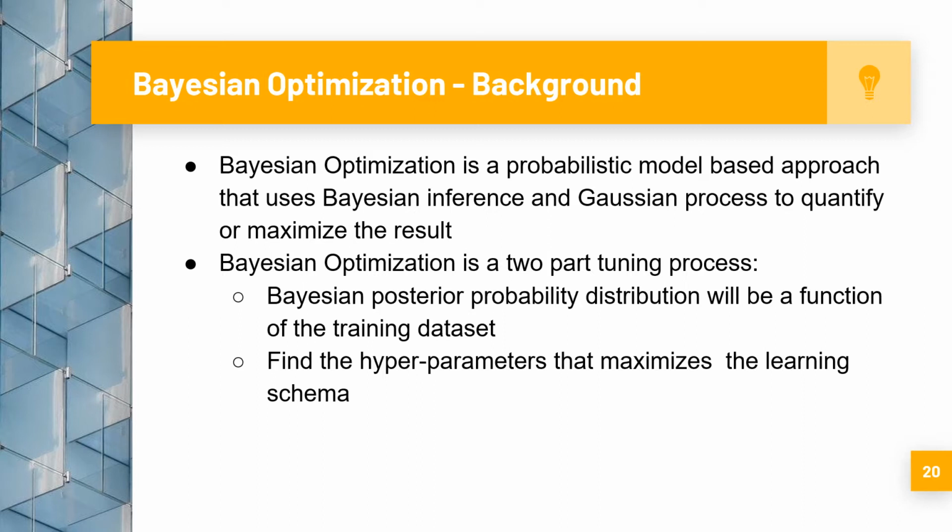Bayesian optimization is a popular machine learning parameter tuning method. It builds a probabilistic model using Bayesian inference and Gaussian process to quantify and to maximize the result. The tuning process has two parts. Firstly, the Bayesian posterior probability distribution will be built based on the training dataset, and second is to find the parameters that maximize the learning schema.